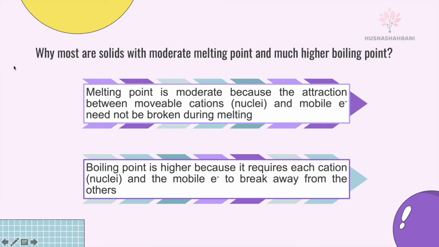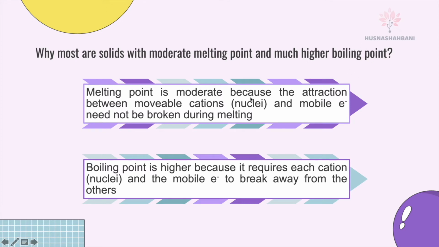Why are most metals solids with moderate melting point and much higher boiling point? So this statement is for metal. Most metals are solid with moderate melting point, but the boiling point is much higher. It means you only need moderate energy to melt that metal, but you need very high energy, a lot of great energy, to boil that metal.